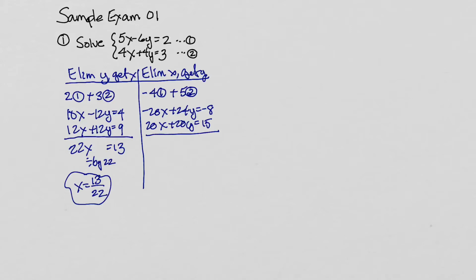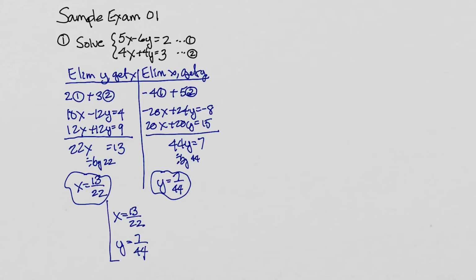We'll add those together. The x's will go out, they're opposites. And we will get 44y equals negative 8 plus 15, which is 7. Let's divide by 44. So we'll get y equals 7 over 44. And then let's just summarize our results here. We'll get x equals 13 over 22. Y is equal to 7 over 44.